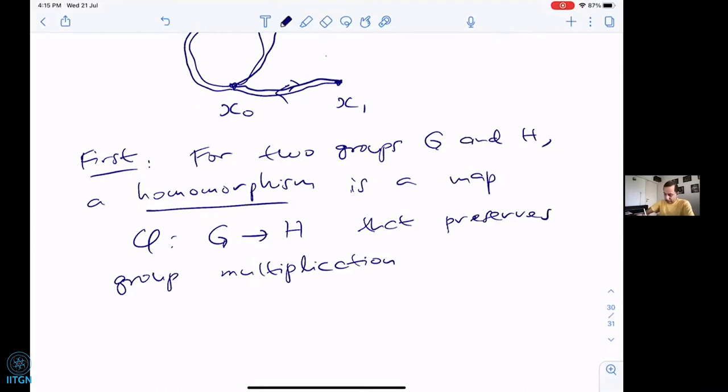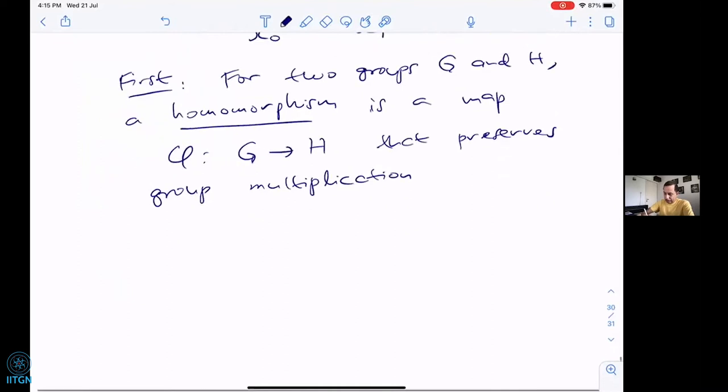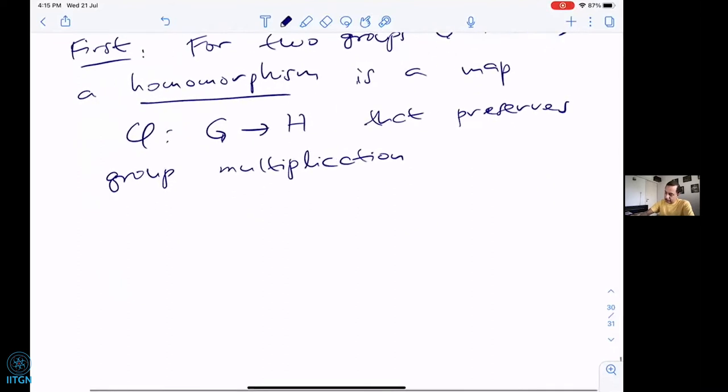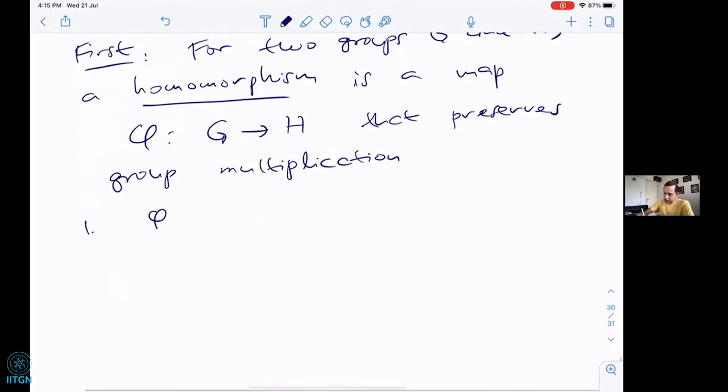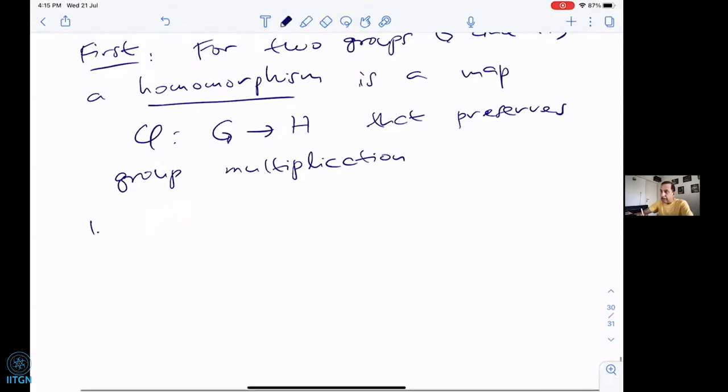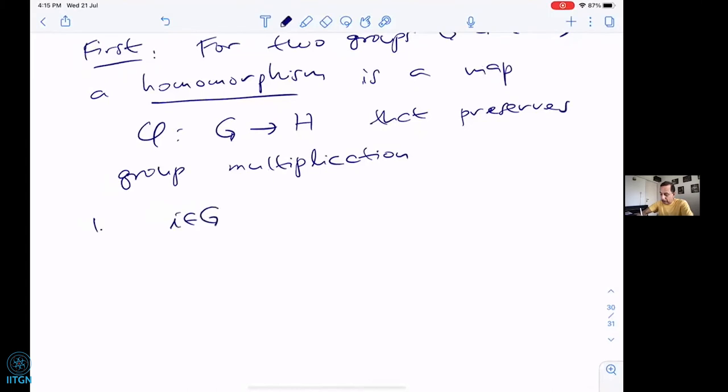So it has the following features. One, phi of the identity. I should be very careful here. So one way to write it is, G has an identity I. Then phi of I is equal to I prime, which is the identity of H. So it takes the identity of G to the identity of H.